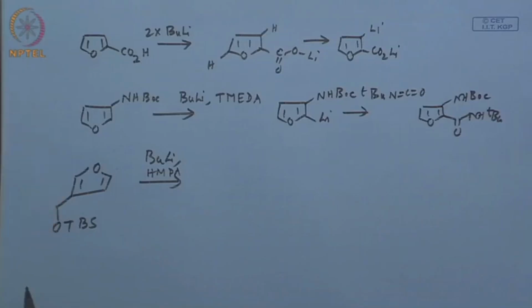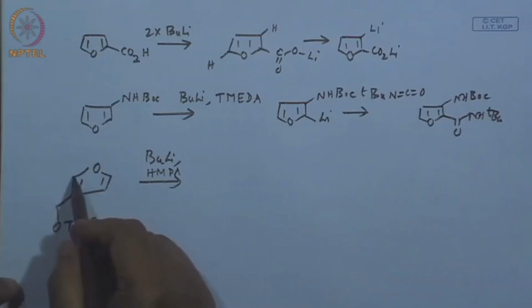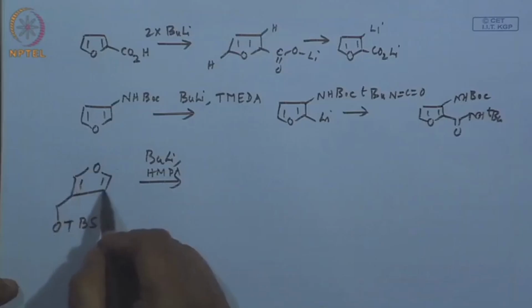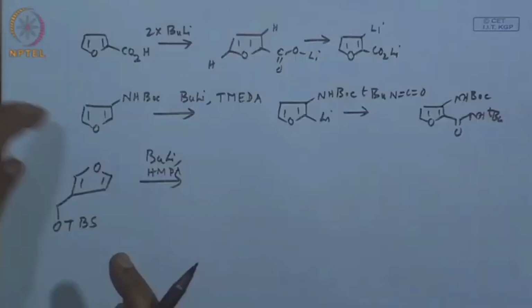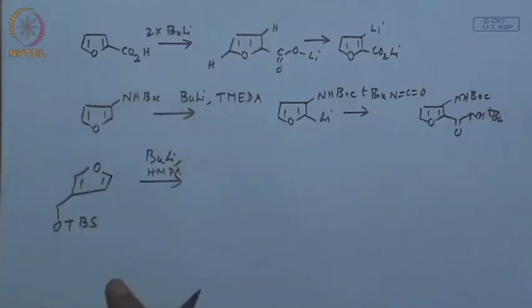Again, you see, there are basically 3 different positions which are equally probable. These 2, 4 and 5, right. 2 important factors: chelation factor and the acidity factor. If it is a strongly directing group, obviously like amide is a strongly directing group, we can, without any fail, write that 2 lithiation in the middle one.